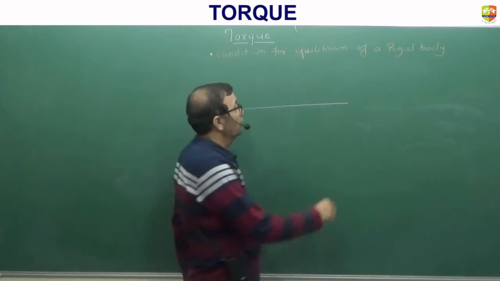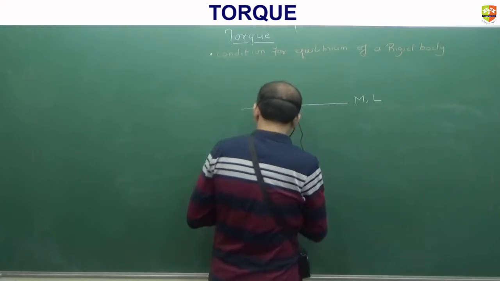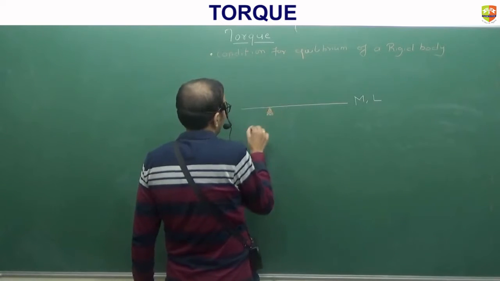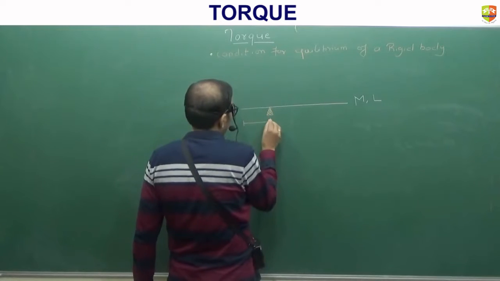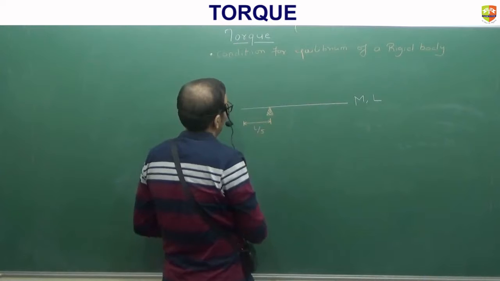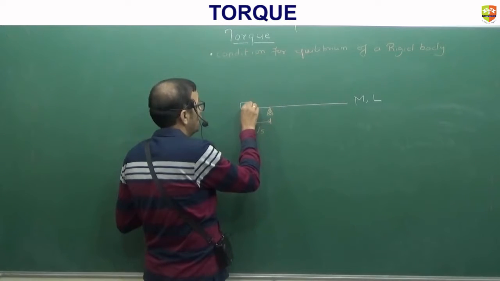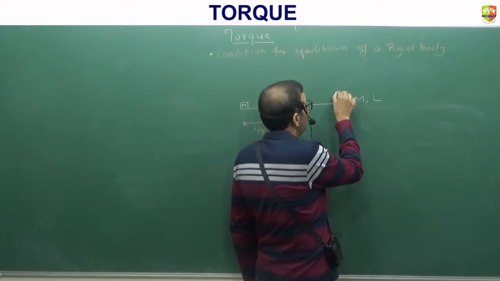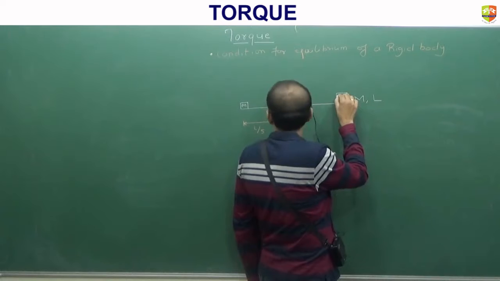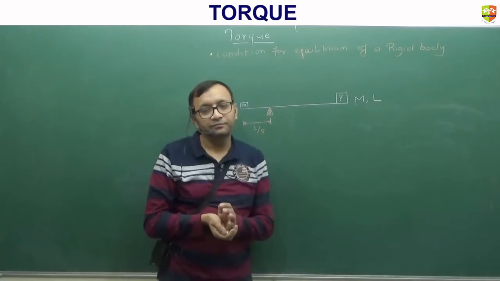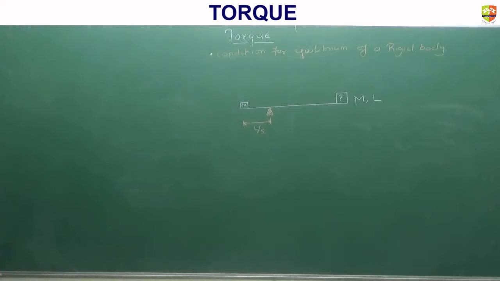There is this rod of mass M and length L. About this fulcrum, it can rotate. This distance is L by 5. Here a point mass small m is kept. You need to find out what point mass you should keep here so that the rod doesn't rotate. Simple questions, I'm not making it difficult.